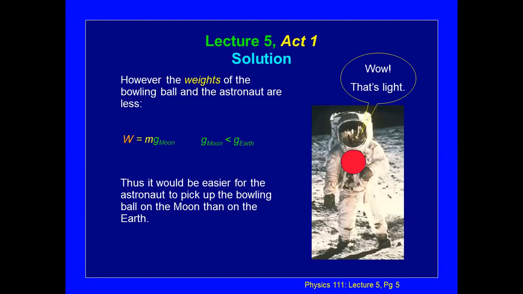However, the weights of the bowling ball and the astronaut are less. Why? Because weight is equal to mass times the gravitational acceleration of the moon, and the gravitational acceleration on the moon is weaker than on Earth. Thus, it would be easier for the astronaut to pick up the bowling ball on the moon than on the Earth.